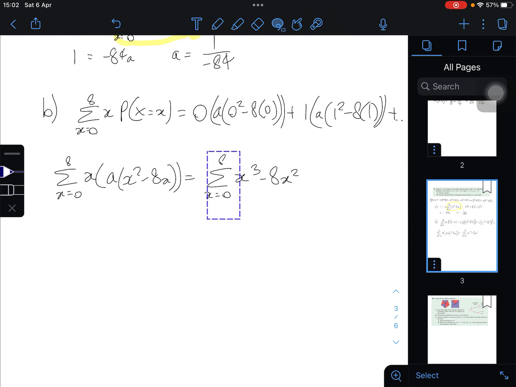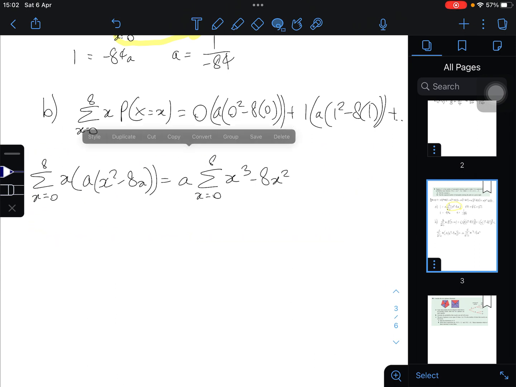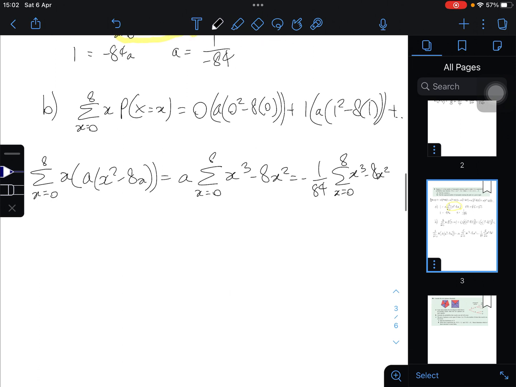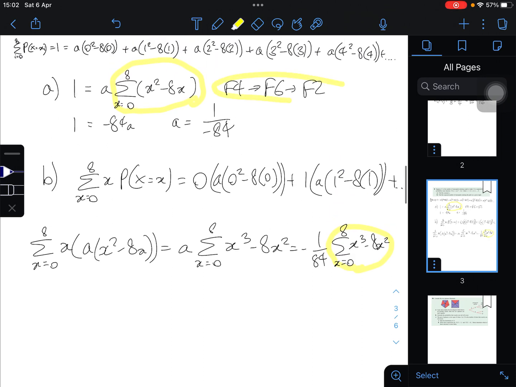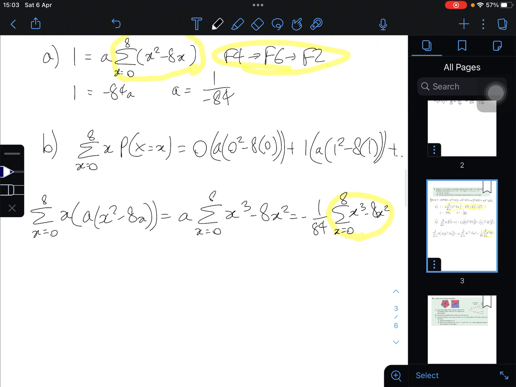And so in the same way, I can take A outside of my brackets. But what really is our value for A? We work that out in part A. It's minus 1 over 84. So that's minus 1 over 84 lots of the sum, x equals 0 to 8, of x cubed minus 8 lots of x squared. And what my calculator comes out with when I plug this in, exactly the same method as before, doing this lot, is minus 336.